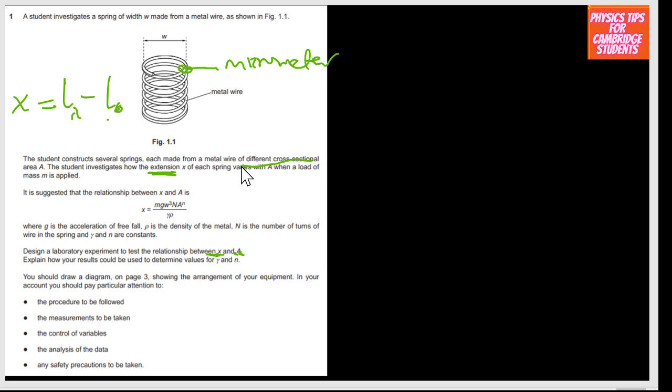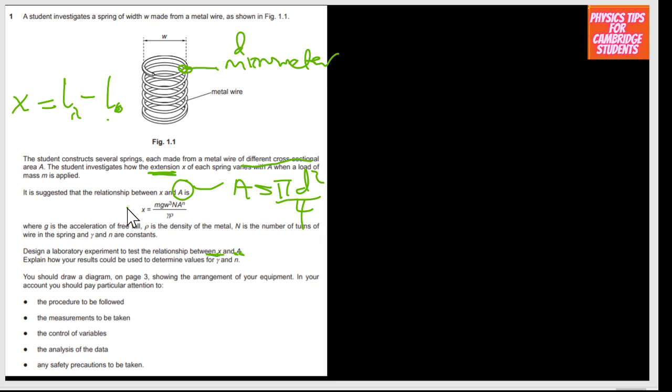Now, when you've calculated the diameter, you then use the formula to get the cross-sectional area of the wire. So the cross-sectional area of the wire, you use pi d squared over 4 always. Now, we should move on to the expression itself. The expression is X is equal to mgW to the power of 3 nA to the power of n over gamma rho.